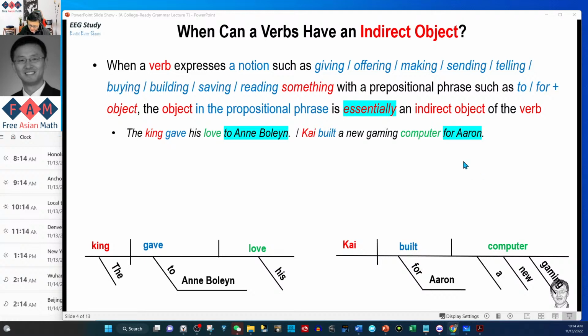Okay, so you may think that for Aaron modifies computer, but that's not an adjectival sense, right? For Aaron, think about it. It's not actually modifying computer. It's modifying build. It's the purpose of this action, build. It's not a property or trait associated with computer. Therefore, you can see that in this diagram, for Aaron should be diagrammed beneath build.